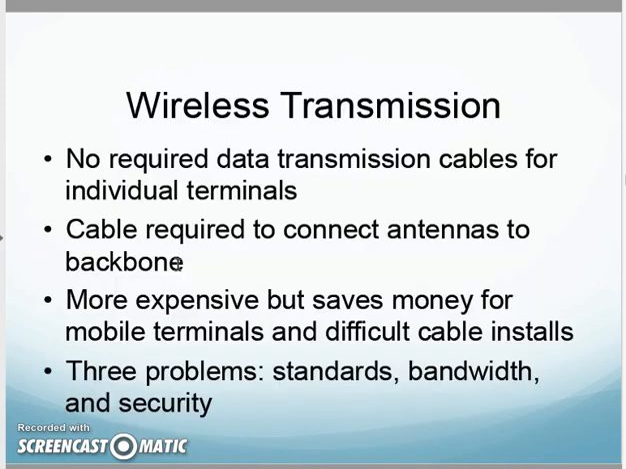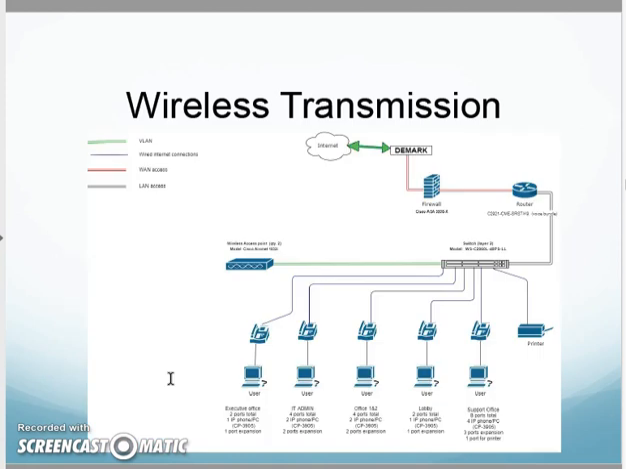They mention wireless, and they give you a quick bullet point here about with wireless, no real need for cables for individual terminals. That's correct, but I do need to have a cable network for my access points back to my closet. And they say there's three main problems with wireless: standards, bandwidth, and security. So first, let's put a couple of these pieces into play.